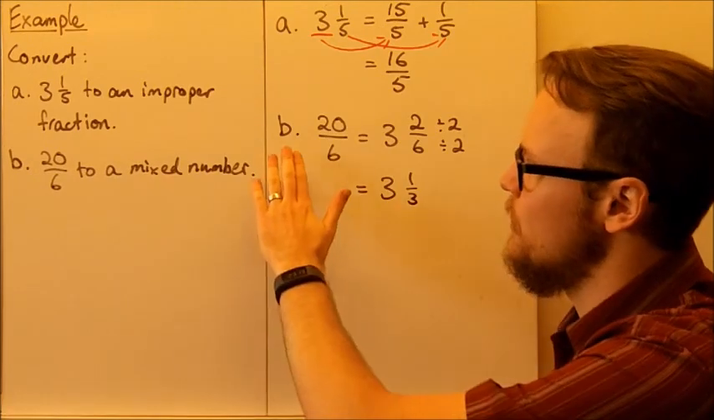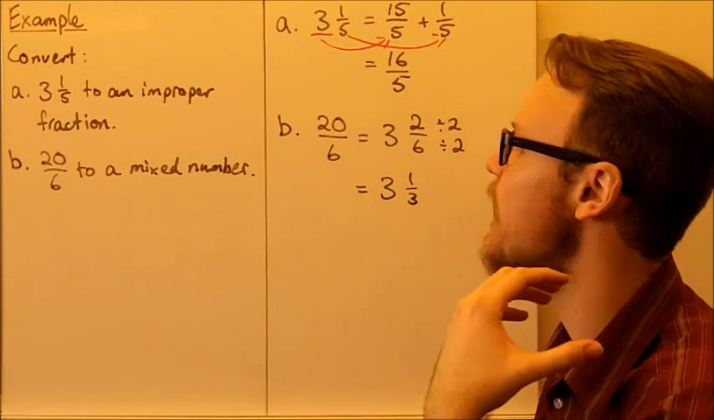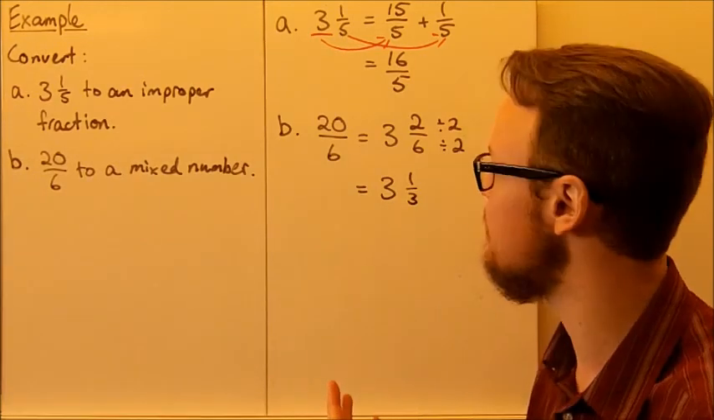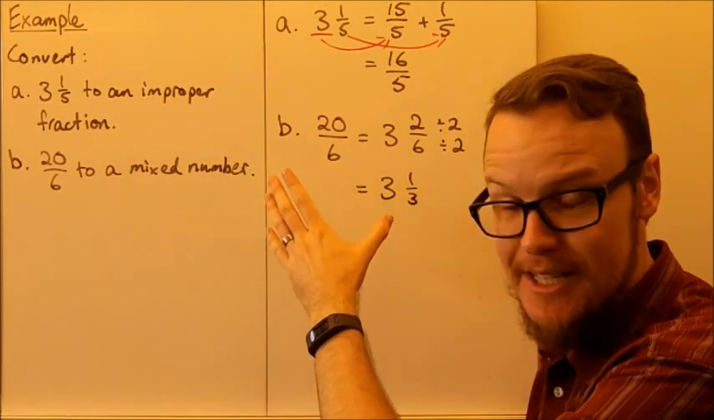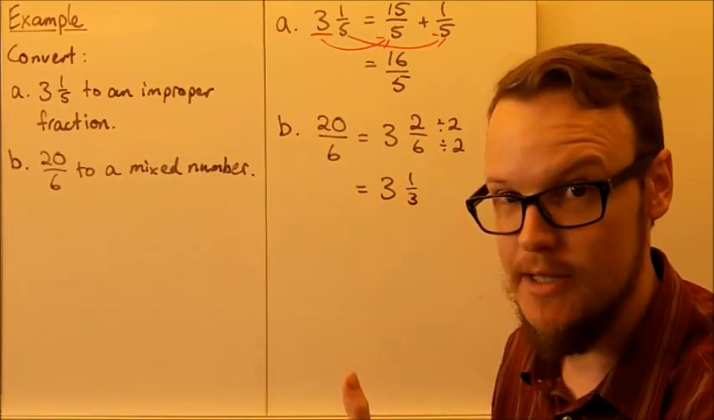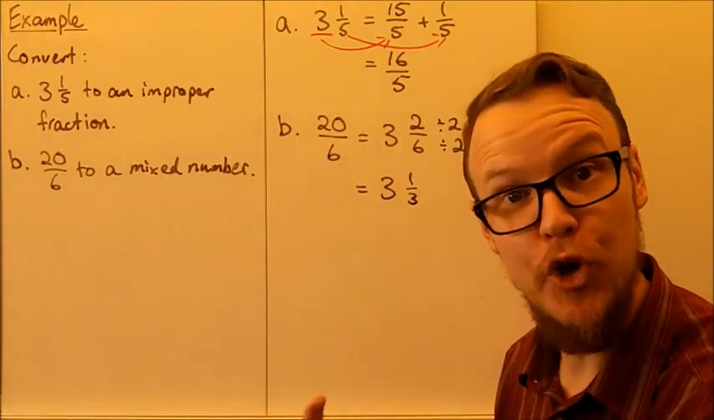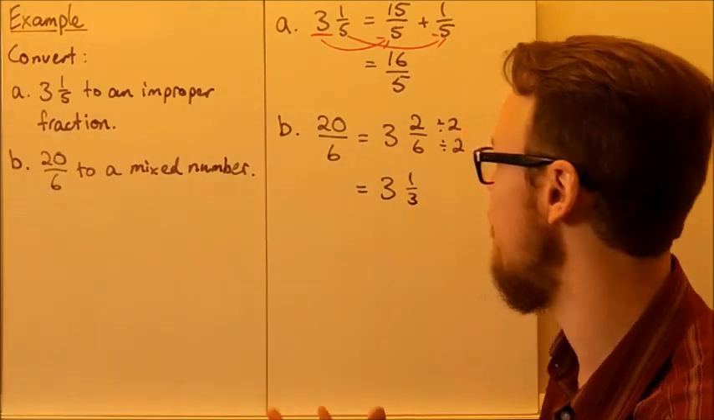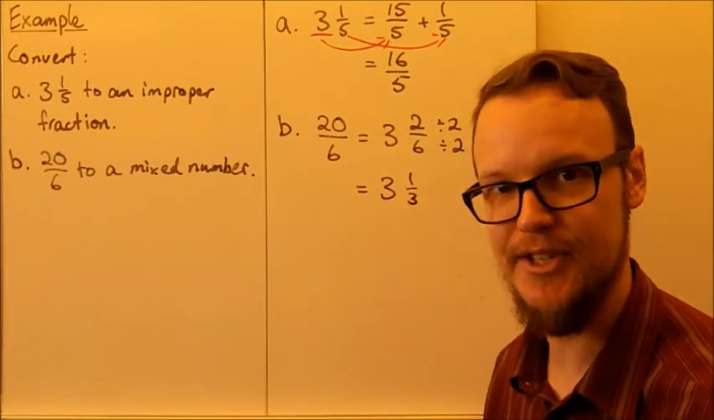So for 20/6, if I'm converting that to a mixed number, 20/6 is the same as 20 divided by 6. So if I divide 20 by 6, I know I have 3 with 2 remaining, 2 left over. Okay, so that's saying the same as 3 2/6.